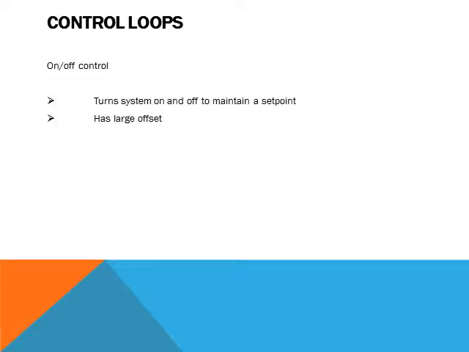Control loops, on-off control. Turn system on and off to maintain a set point, has a large offset. That means we're on, we're off, we're on, we're off. It's kind of like your home thermostat. That system just brings the system up, it runs up to temperature, shuts off, waits a period of time till the area cools off, turns back on, brings it up to temperature again.